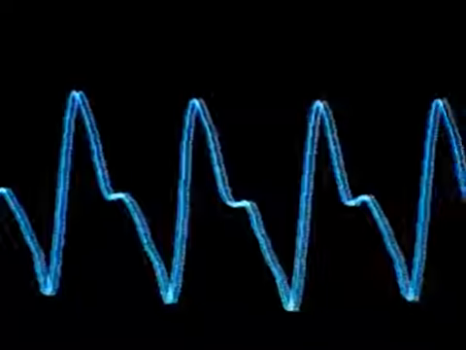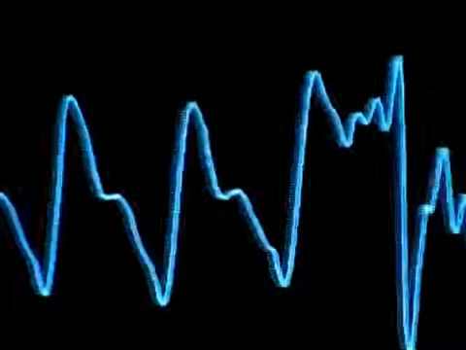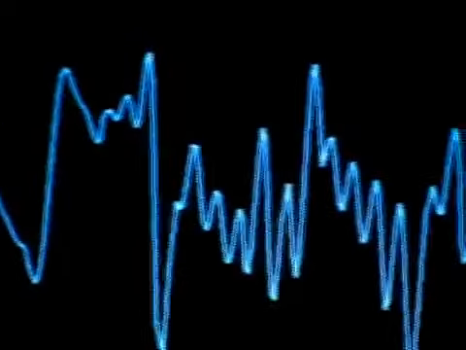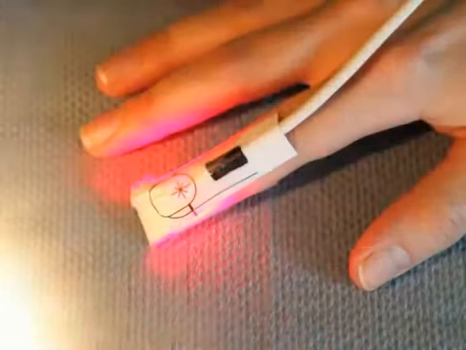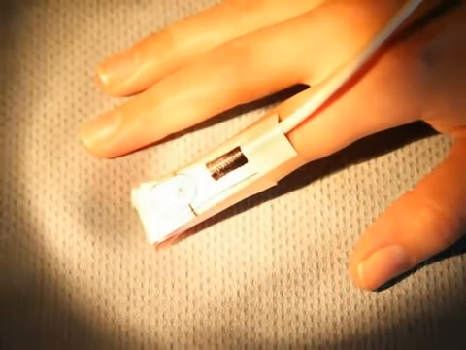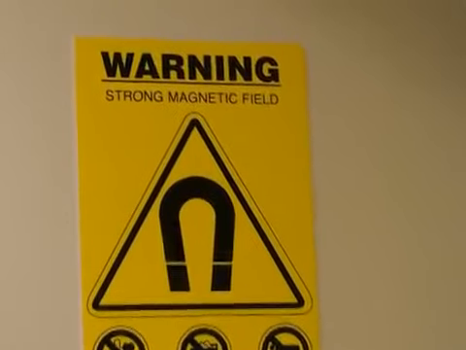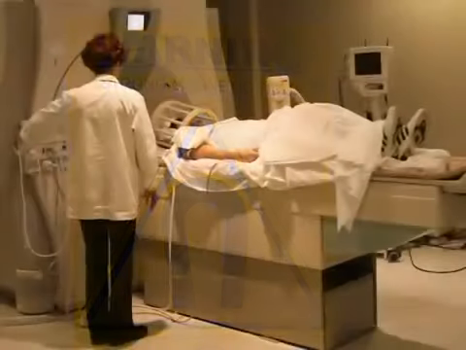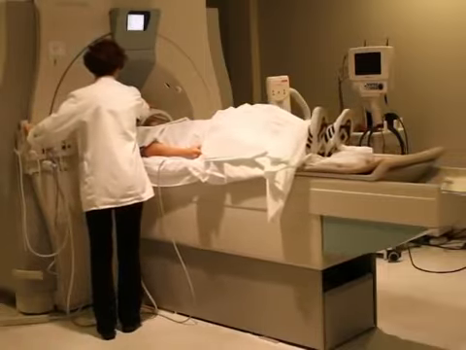The waveform of the pulse oximeter will be distorted in such circumstances, and the clinician should recognize that the measurement displayed is inaccurate. A bright light, such as an operating room lamp, may cause light interference, leading to an erroneous reading. Electromagnetic radiation, such as that emitted from an MRI scanner, may also interfere with pulse oximetry.